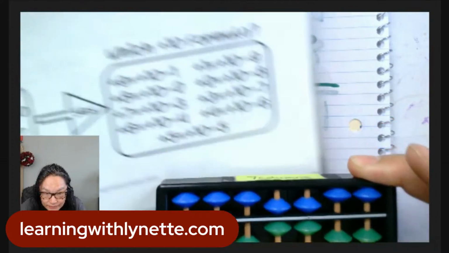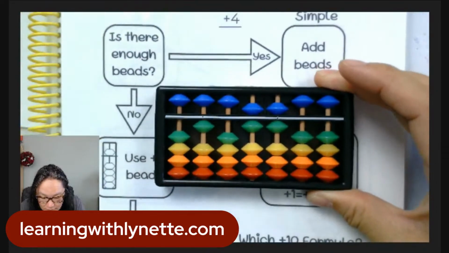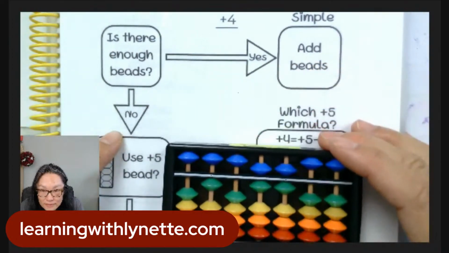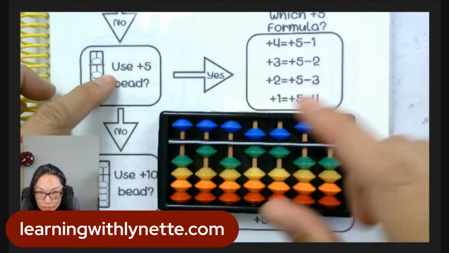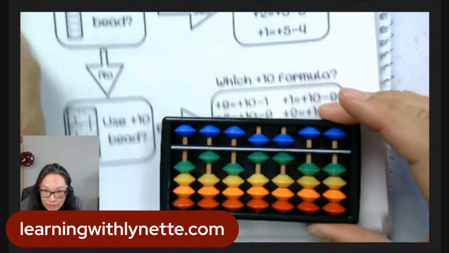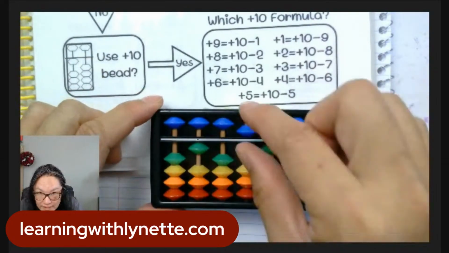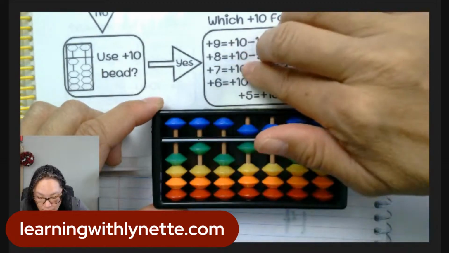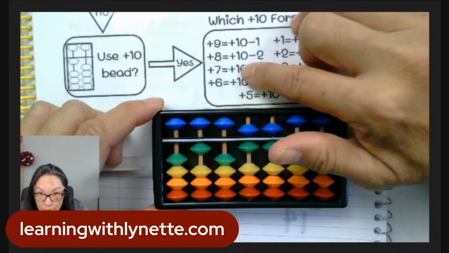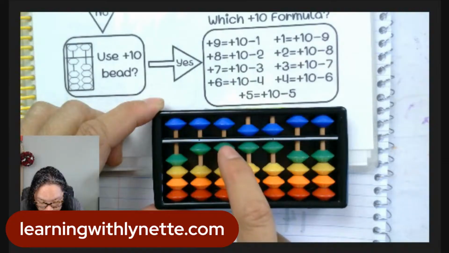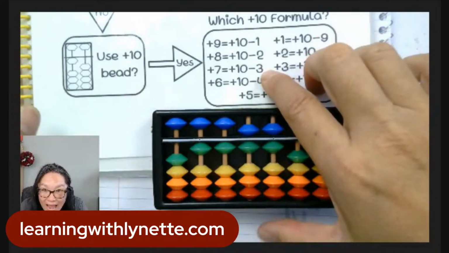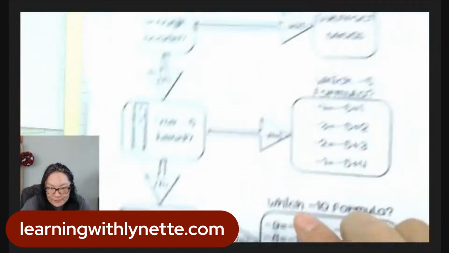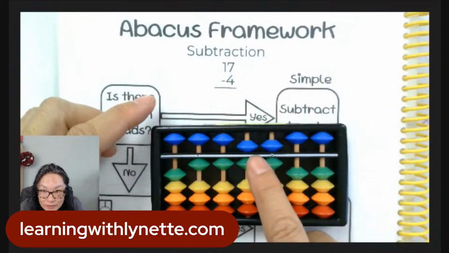My next number is 7. Start it over. Is there enough to add the 7? No. You can't do 7 here, right? There's no 7. So then 7 is equal to plus the 10 minus 3. Plus the 10 minus the 3. We're going to add the 10. Can you minus the 3?